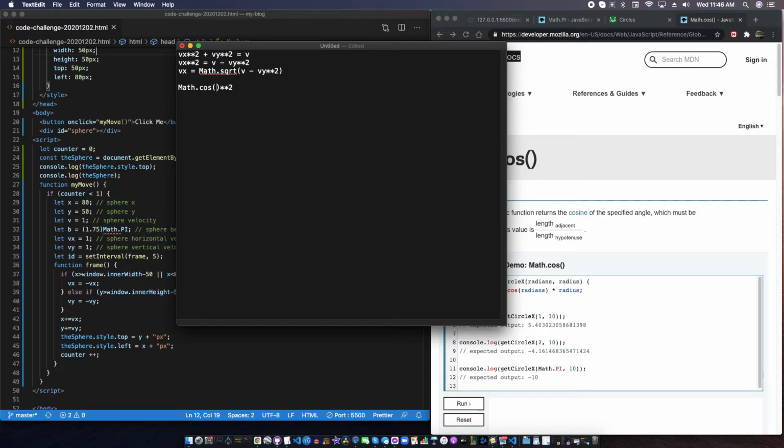Vx is the cosine of b, the cosine of b squared plus math.sin of b squared equals v, the distance traveled in 5 milliseconds. I believe this is correct.